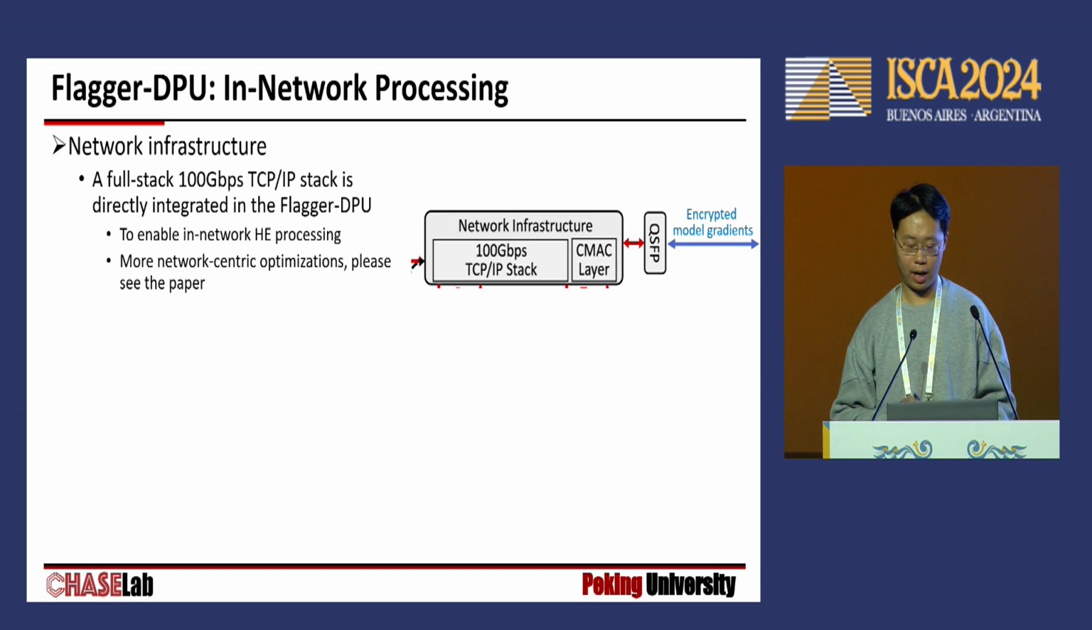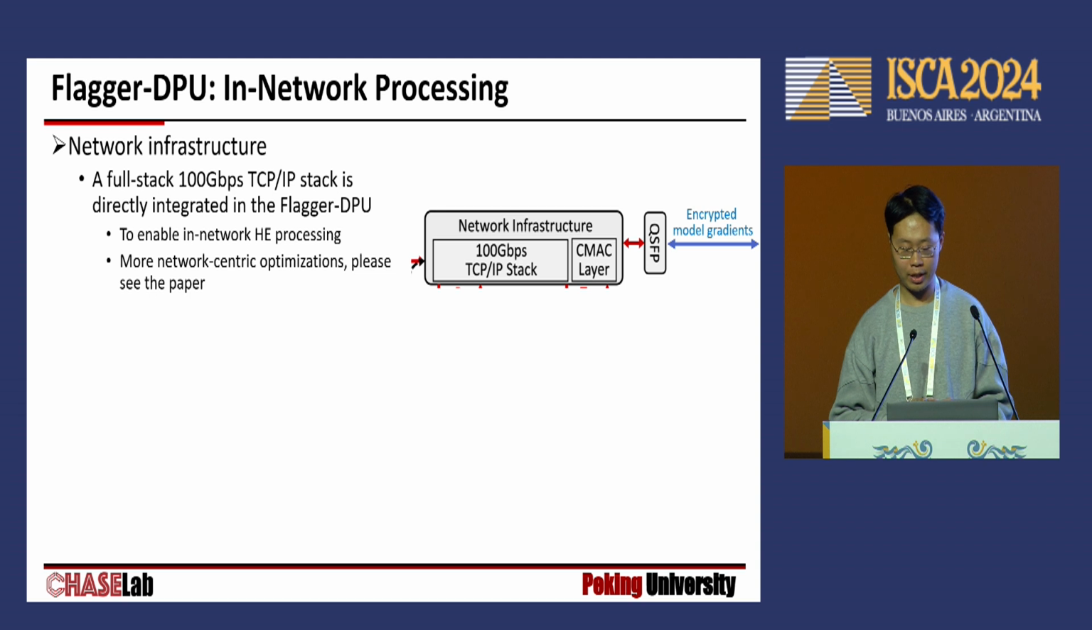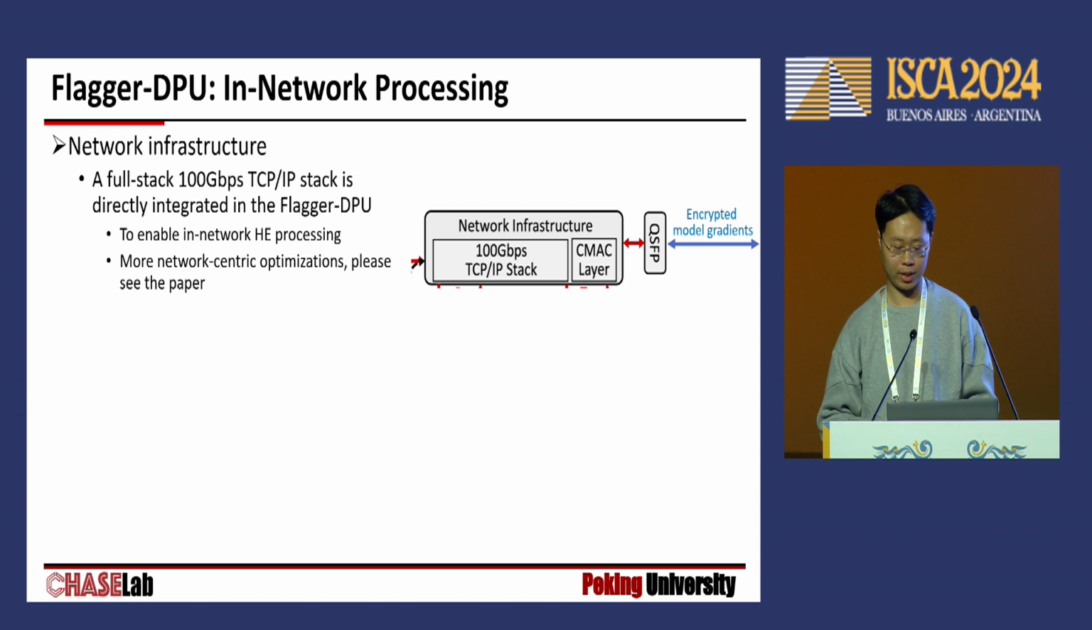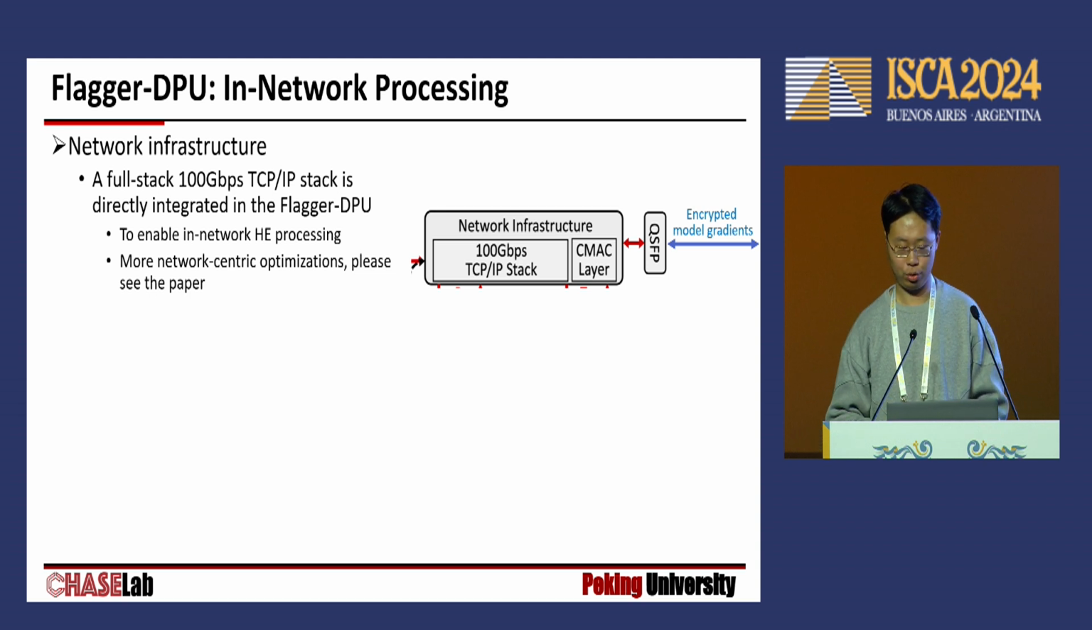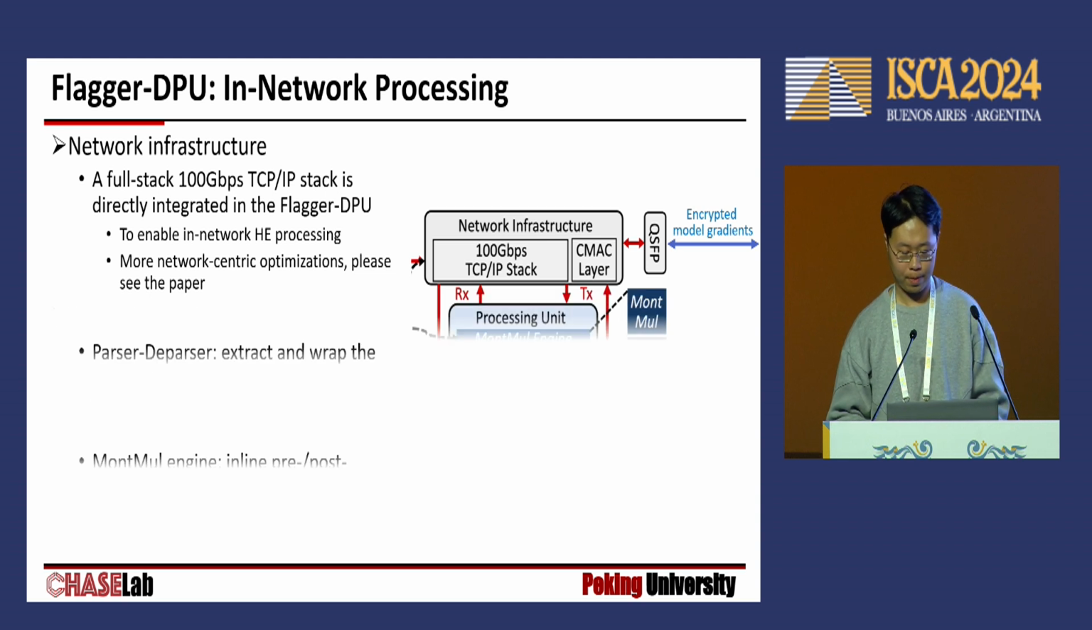Flagger DPU contains a hardware-based network infrastructure to eliminate the need of the host-side network stack, which enables Flagger DPU to directly perform in-network processing and prepare all the data for DMA transmission with Flagger CSD. For more network-centric optimizations, please see the paper.